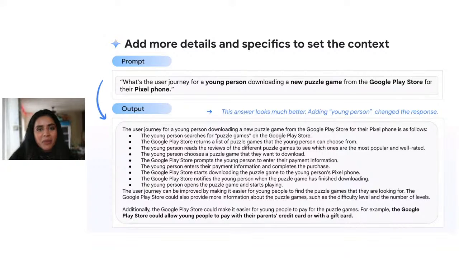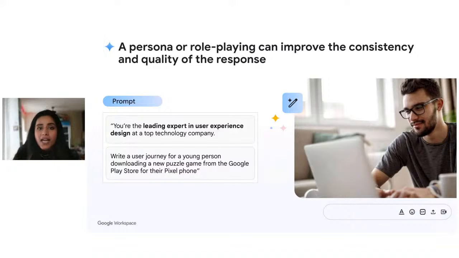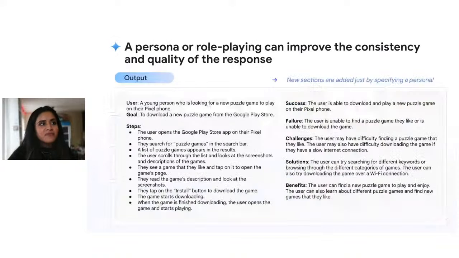Now, how can we make this even better? I know Alex is a perfectionist and he's looking for the most perfect user journey, which has pain points and success criteria. So if you remember from our training before, we can add context, which we added. Now we can add persona. This is our context from the previous prompt, that he's writing a user journey, but now let's add the persona. So we're telling the LLM: leading expert in user experience at a top design company. So let's take a look at how the output changes just by adding a persona.